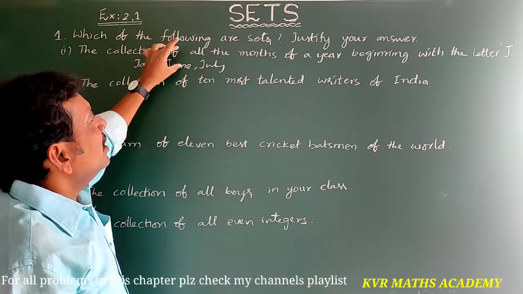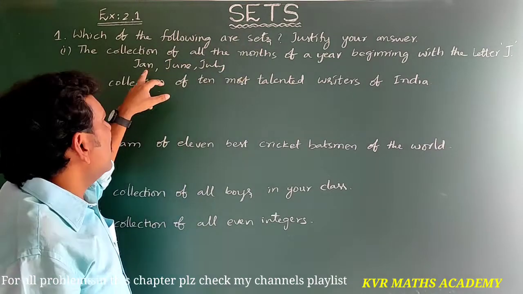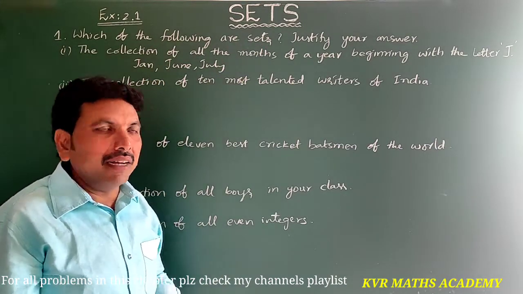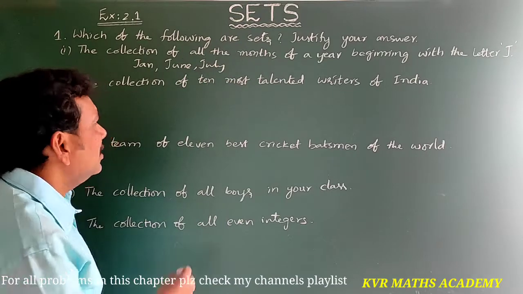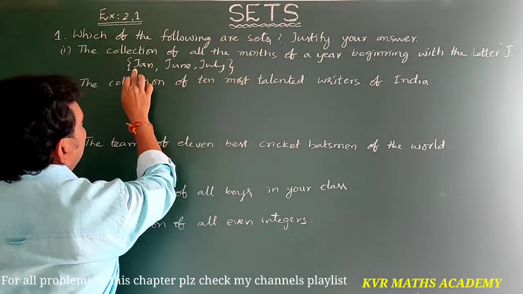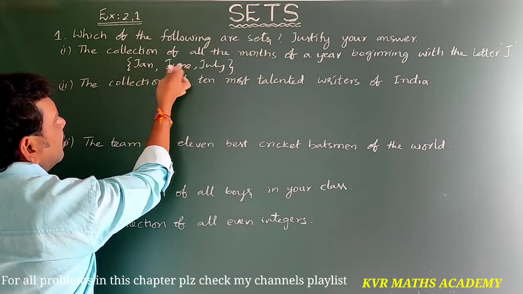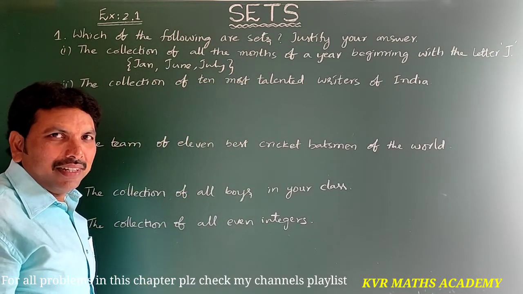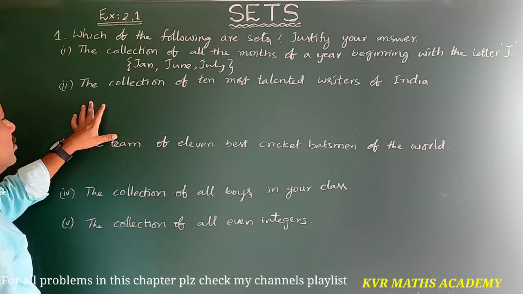So these are well defined objects. These are all months, well defined objects. So that's why it is a set. In the set, the elements are January, June and July. Understood clearly? Coming to the next one.